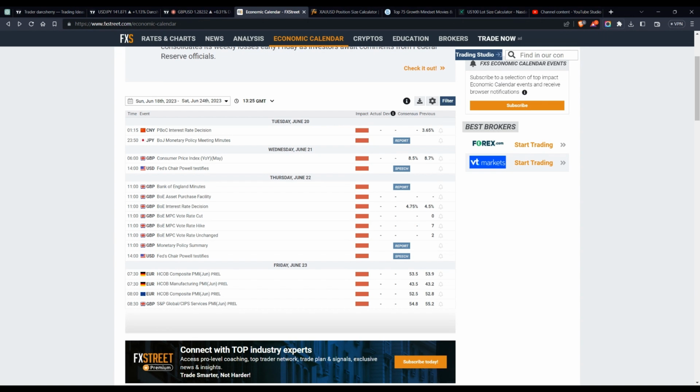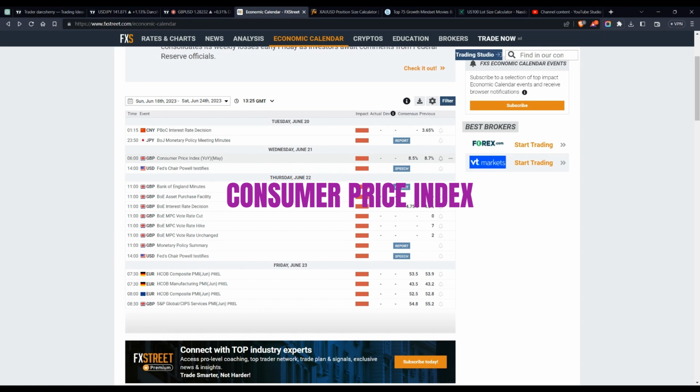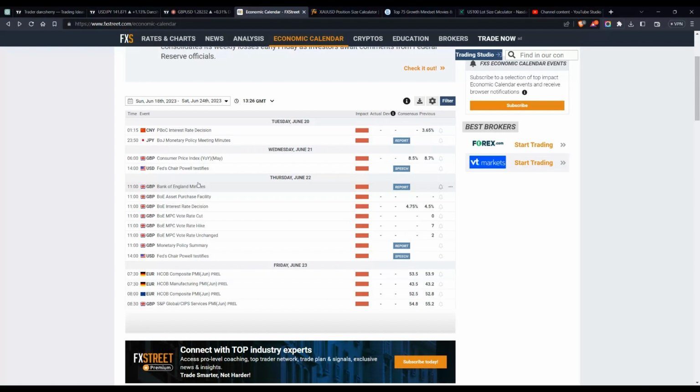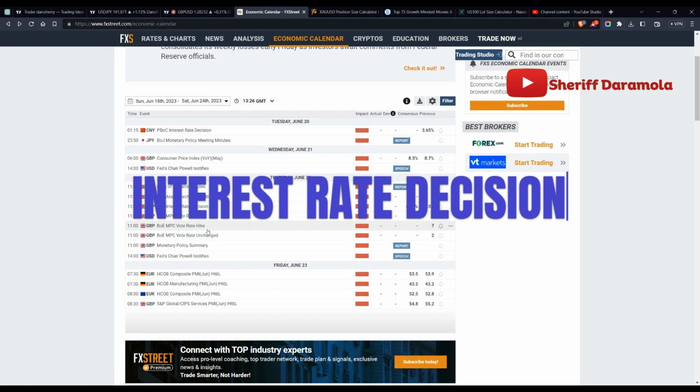So the first high impact event is coming in on Wednesday, June 21st, and that is the Consumer Price Index from the UK economic docket. Then that is followed by the first Chairman Powell's testimony before the Congress. Then on Thursday, we have a series of high impact events coming in from the UK docket, which also includes the most important event here, that is the interest rate decision, which everyone in the market will be looking forward to.